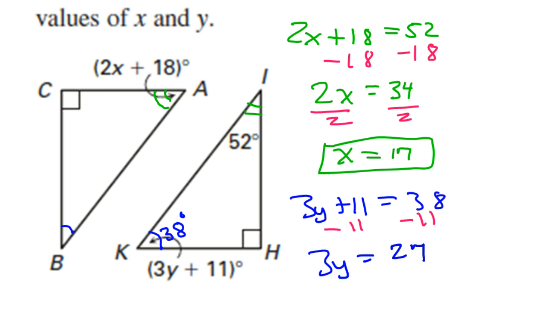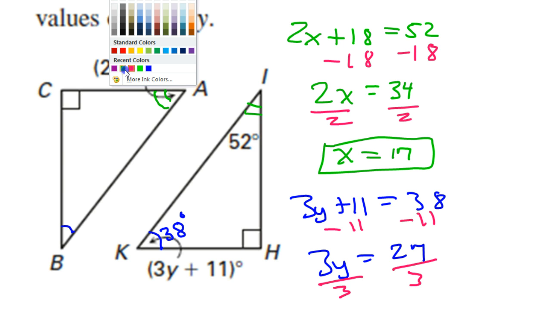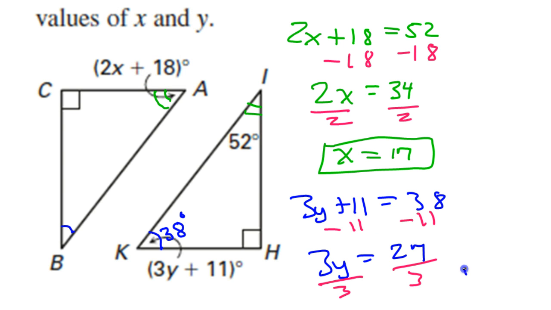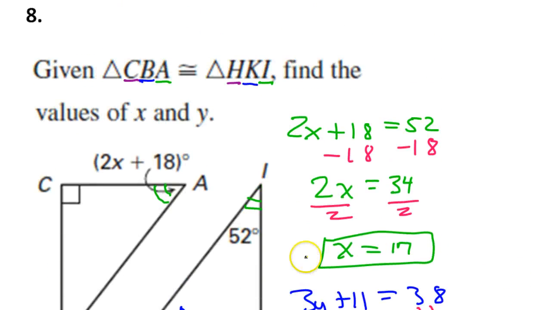Okay, 3y equals 27. Dividing by 3 gives me y is equal to 9. Okay, that is it for number 8.